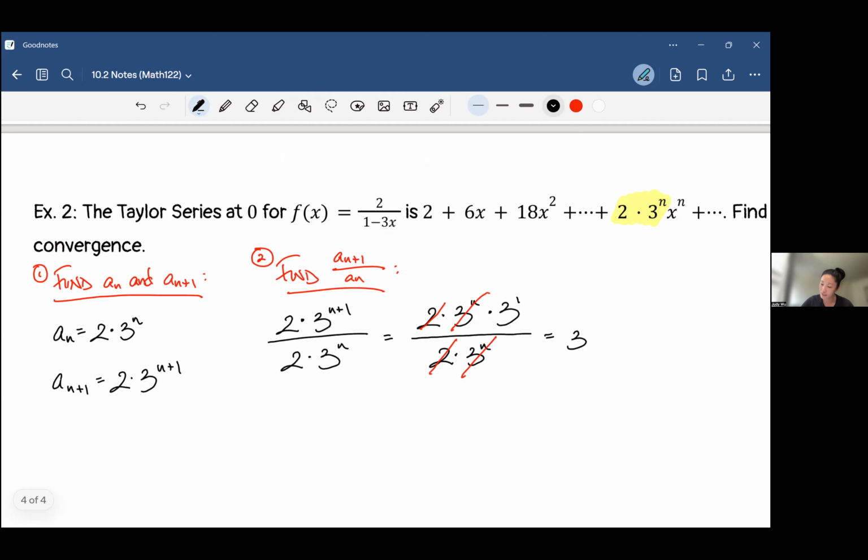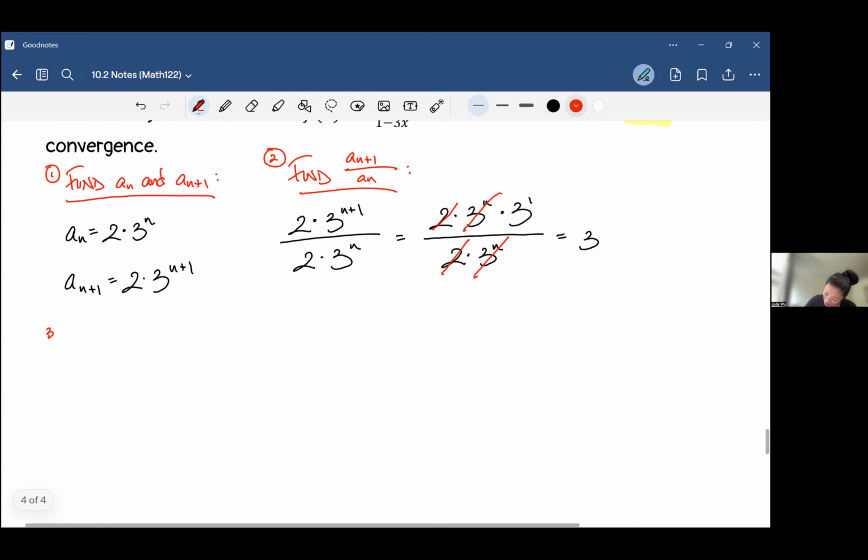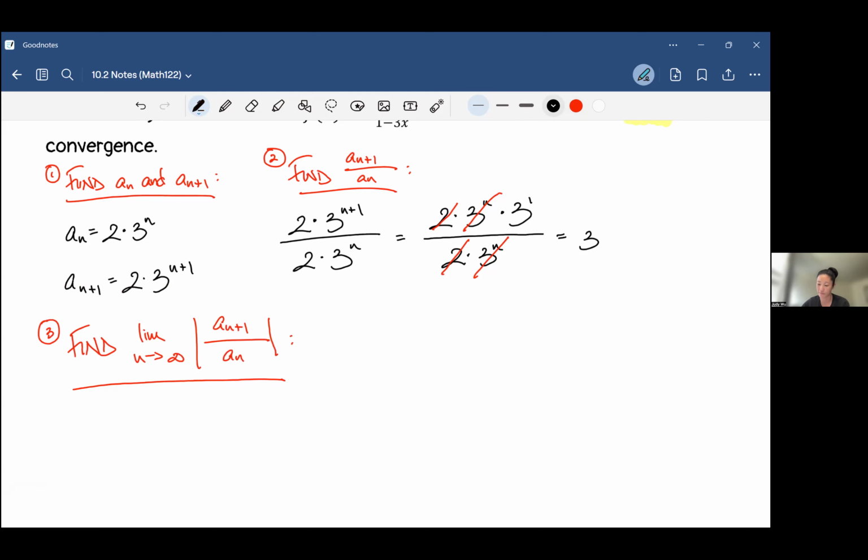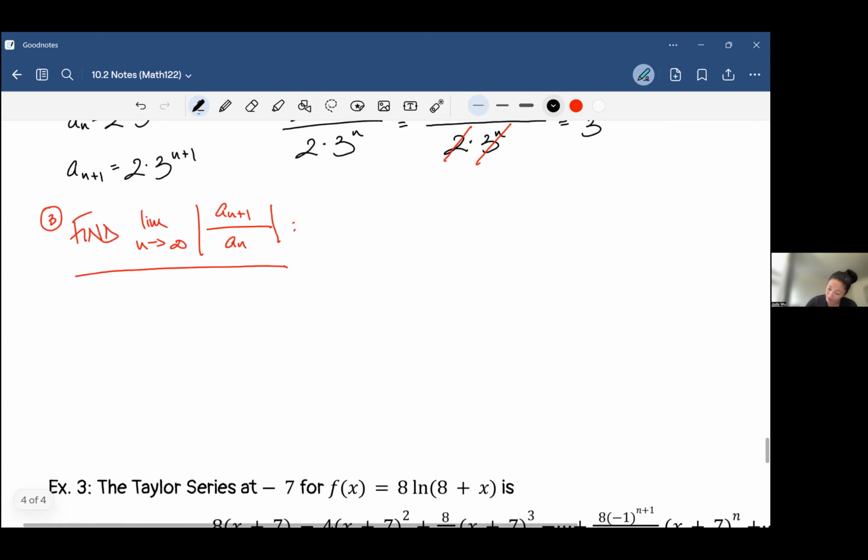Well, let's see what our third step was. Our third step was to find our limit as n approaches infinity of the absolute value of a sub n plus 1 over a sub n. So I'm going to find my limit as n approaches infinity of the absolute value of 3. And at first you might think, this feels so weird. There's not even an n in there.